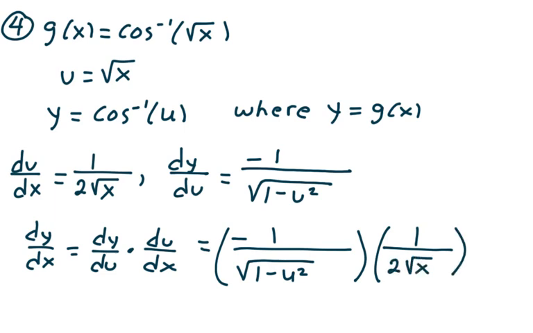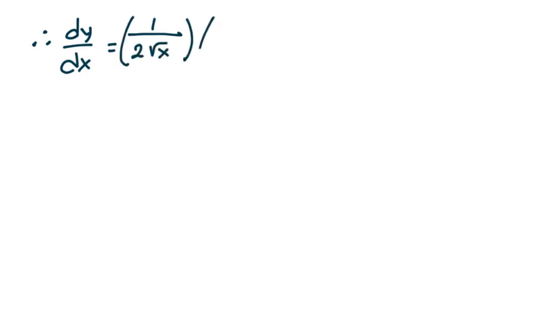And in context, x is greater than or equal to 0. In fact, x is strictly greater than 0 because if x is 0, you're dividing by 0, and that causes a problem. Now, don't forget, u equals the square root of x. So, therefore, dy/dx is equal to 1 over 2 root x, times negative 1 over the square root of 1 minus the square root of x squared.